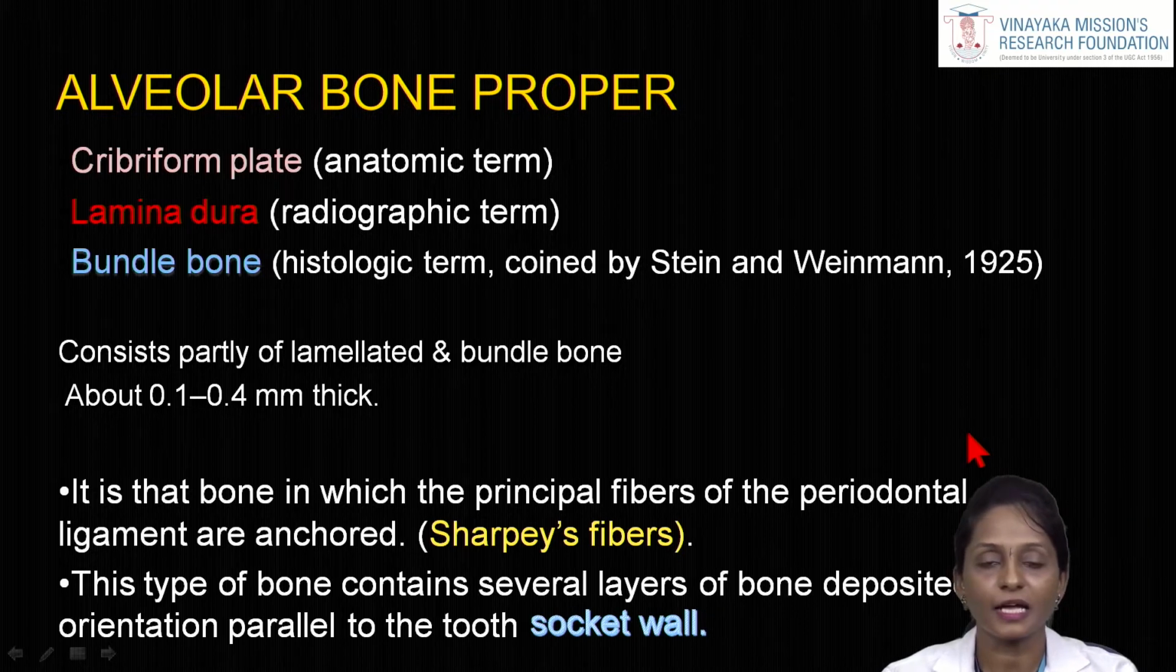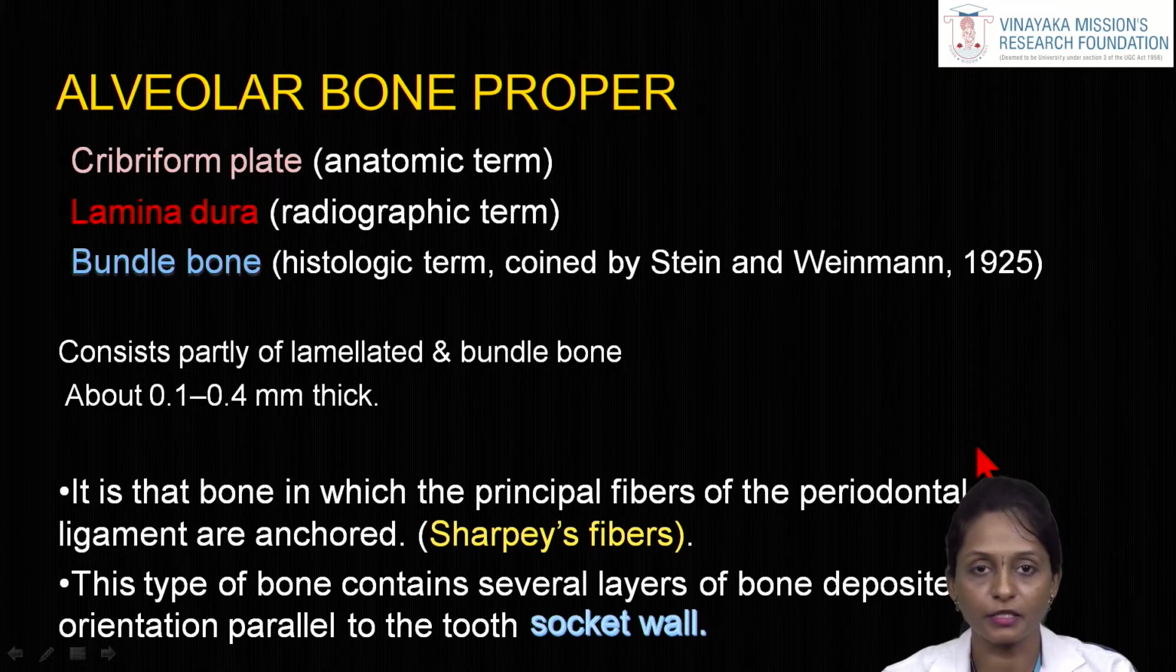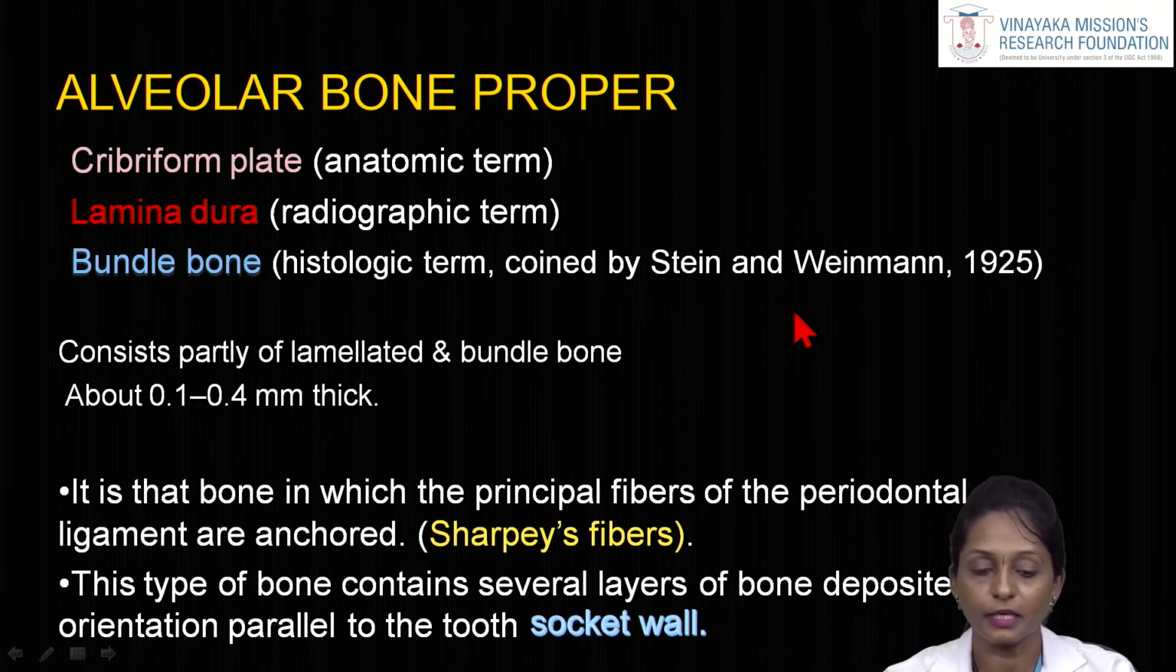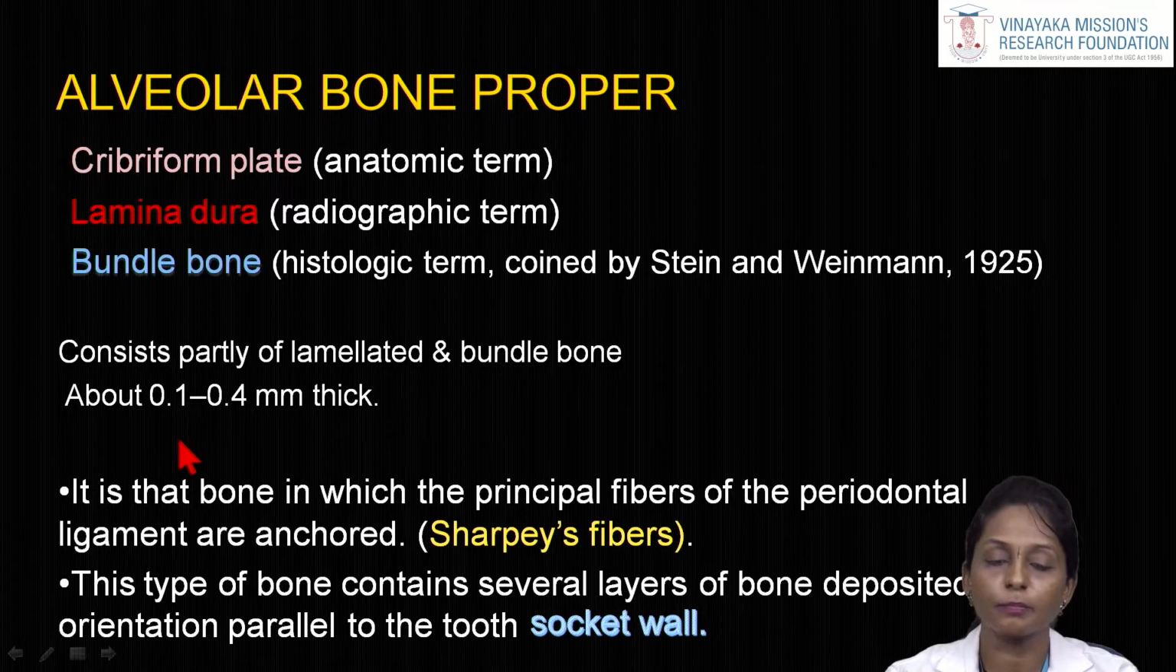First comes your alveolar bone proper. It has three terms. It has been termed the cribriform plate, which is an anatomic term for alveolar bone proper. Next is your lamina dura, which is the radiographic term for alveolar bone proper. Then comes your bundle bone. It is the histologic term of alveolar bone proper, coined by Steen and Weinmann. It consists partly of lamellated and bundle bone. So what about its thickness? It will be around 0.1 to 0.4 mm thick.